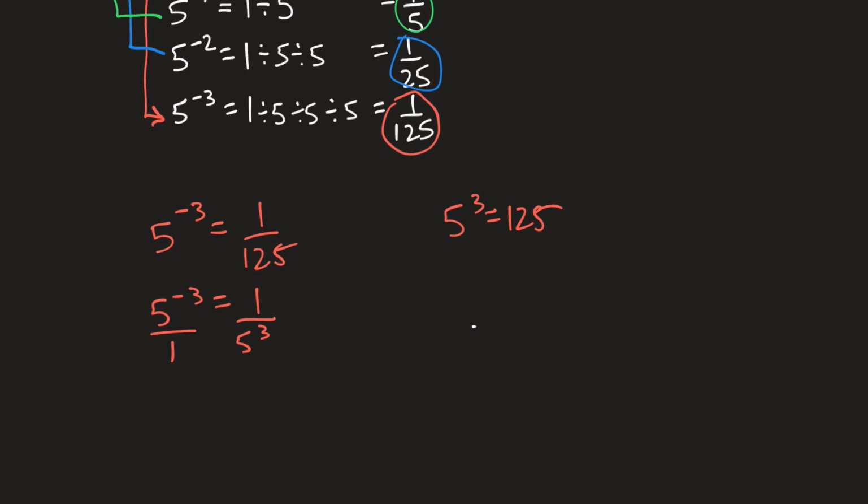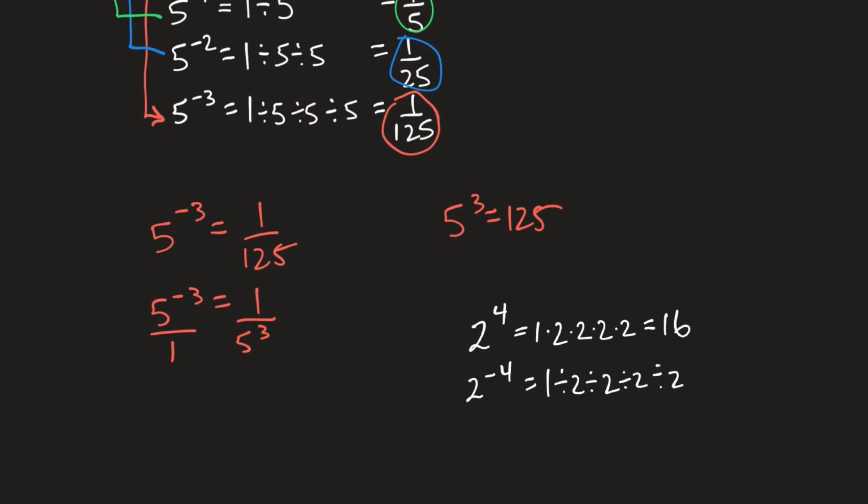We can have, back to the 2. If I have 2 to the 4th, what is that? That's 1, of course, right? Times 2 times 2 times 2 times 2, which is equal to 16. And 2 to the negative 4th, well, that's going to be 1 divided by 2 divided by 2 divided by 2 divided by 2, which is 1 over 16.